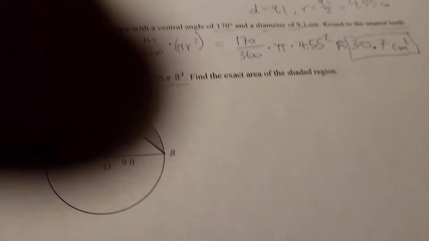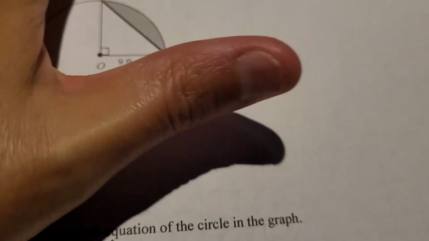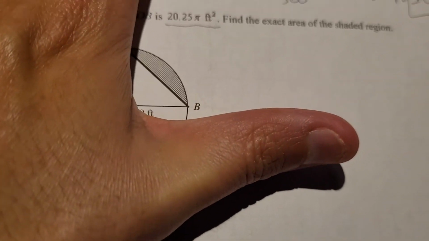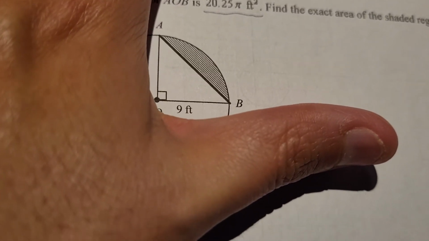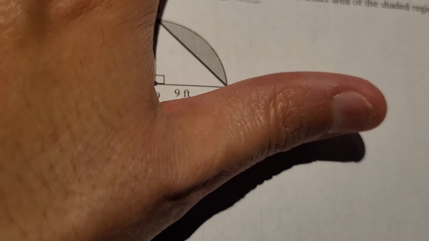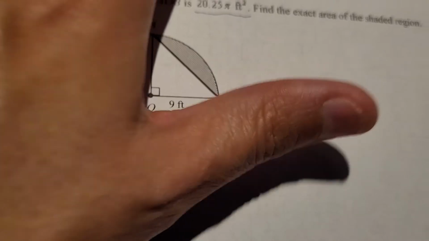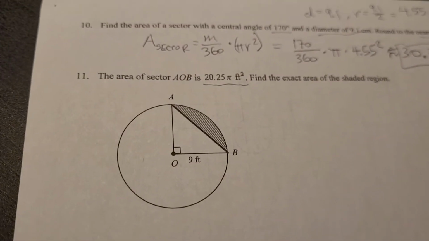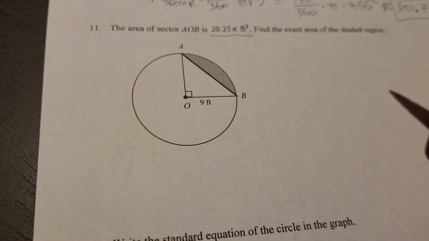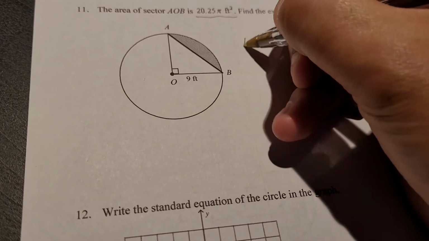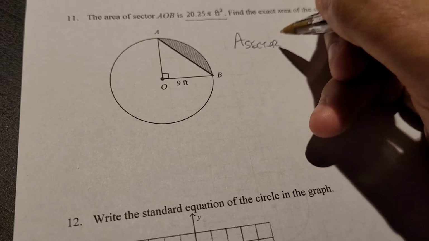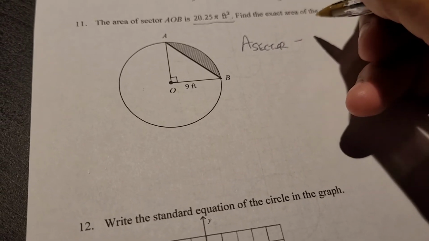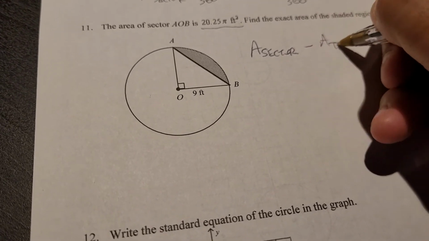Essentially, we're just talking about this little part right here. We just want that triangle and that shaded area. That's what they're giving us, and that is what is 20.25 pi. So let's just write this off. I'm going to say that the area of the sector is the whole thing, but I want to subtract away the area of that triangle.